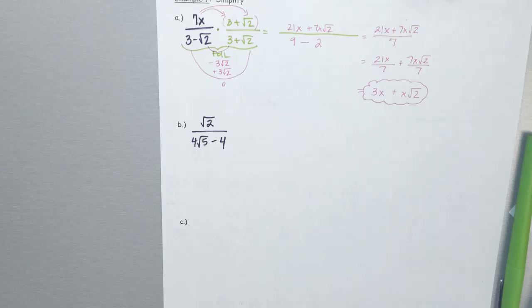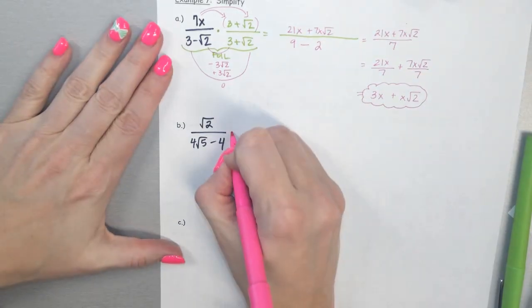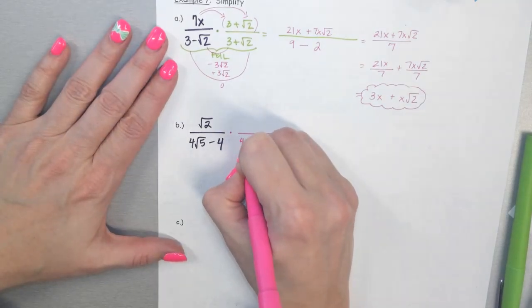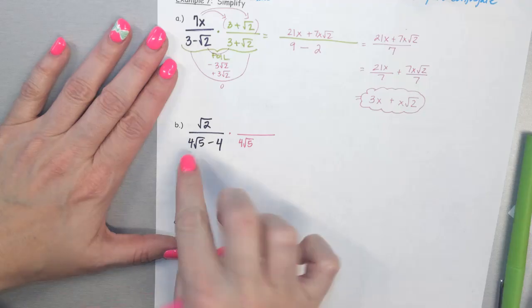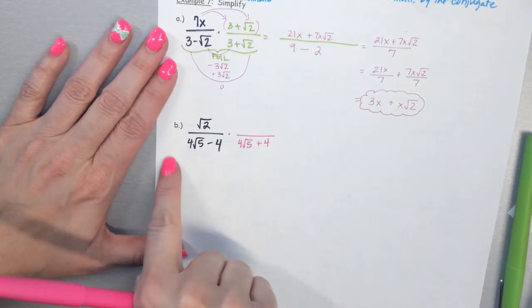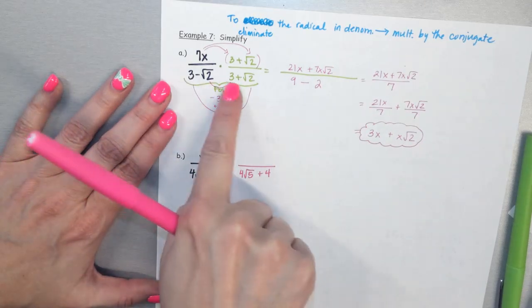All right, so Haley, what did you multiply by for this one? And then, yep, so when you multiply, keep this one positive. So you can do 4 root 5 plus 4. You don't have to make both of them negative. Just like here, if it's positive, you can keep it.